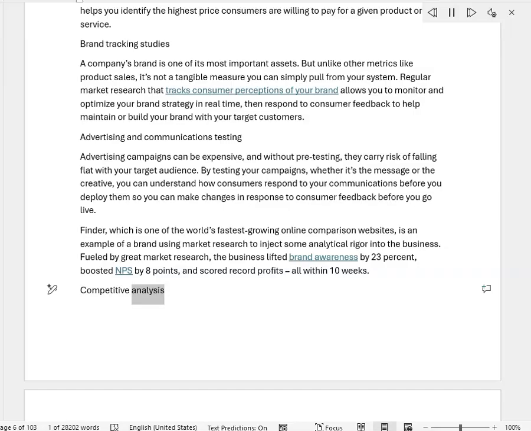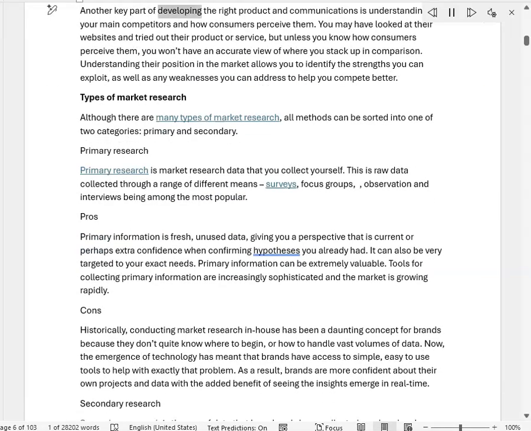Competitive analysis. Another key part of developing the right product and communications is understanding your main competitors and how consumers perceive them. You may have looked at their websites and tried out their product or service, but unless you know how consumers perceive them, you won't have an accurate view of where you stack up in comparison. Understanding their position in the market allows you to identify the strengths you can exploit, as well as any weaknesses you can address to help you compete better.